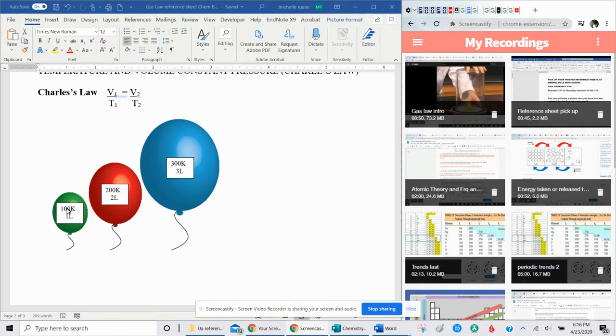The other thing I want you to notice is this is 100 K and it's 1 liter. I double the temperature to 200 Kelvin and I double the volume. Direct relationship. I triple the temperature to 300 K and I get 3 liters. So if we double the temperature, the volume doubles. If we triple the temperature, the volume triples.